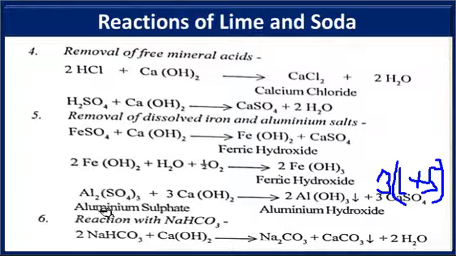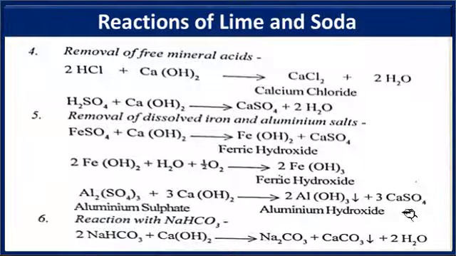Why? Because in this reaction we can see 1 mole of aluminium sulfate reacts with 3 moles of lime and generates 3 moles of permanent calcium hardness. So for its complete removal, 3 moles of L plus S is required.